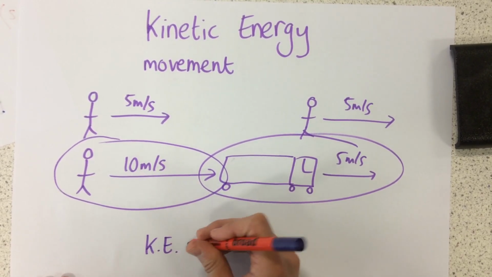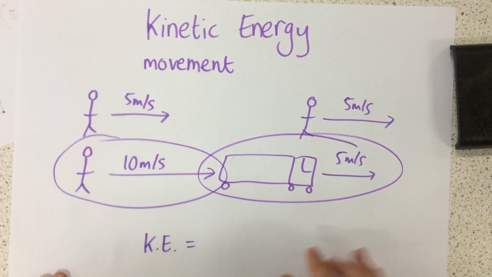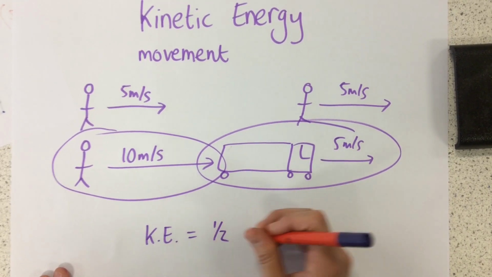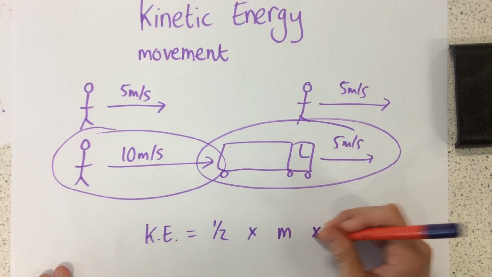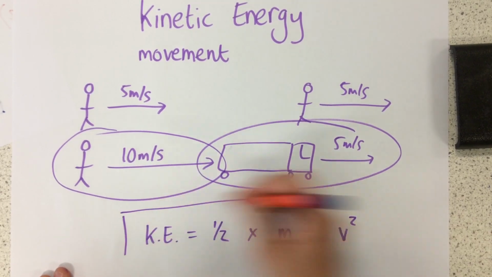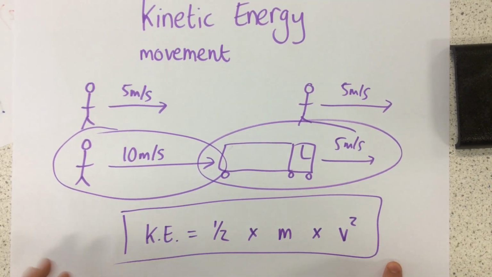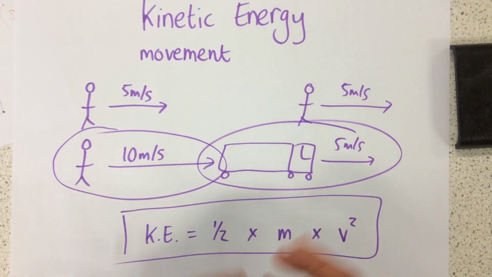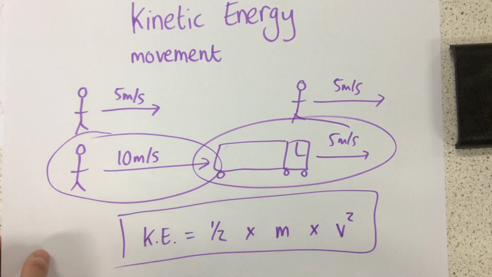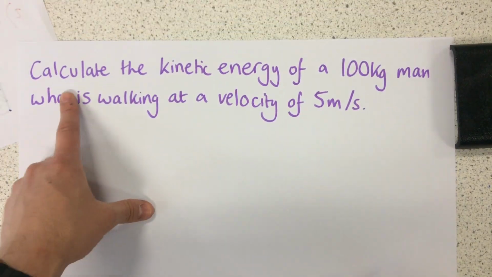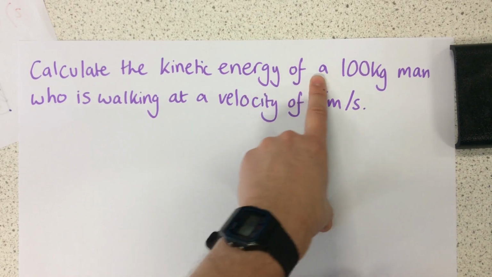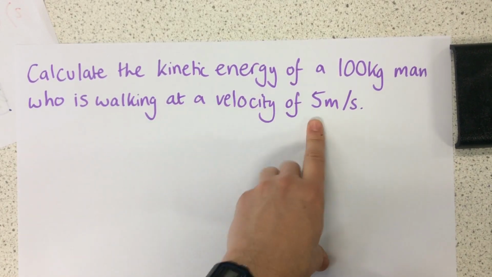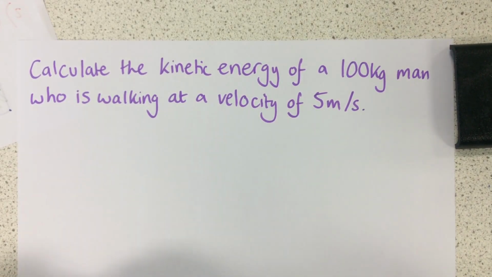The equation for kinetic energy, I'm just using KE here for kinetic energy, is half times mass times velocity squared. That is the equation that we have to remember, because remember, velocity and mass both influence the size of kinetic energy. So let's have a quick look at a typical kind of exam question. Calculate the kinetic energy of a 100 kilogram man who is walking at velocity of 5 meters per second.